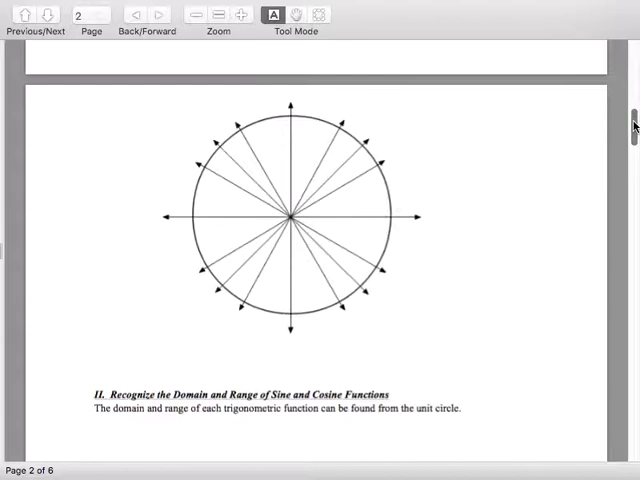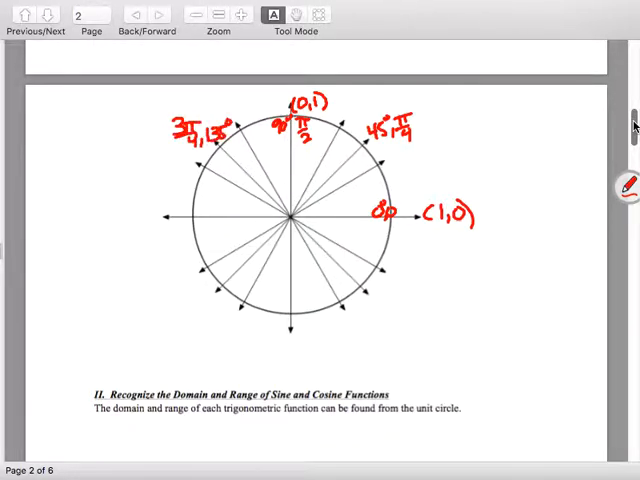All right, so when you're ready, let's go back to the note packet. This is my 0 degrees and 0 radians, and it's the point (1, 0). This was 45 degrees, pi over 4. This one's 90 degrees, pi over 2, and I know that's (0, 1). This is 3 pi over 4, 135 degrees. This is pi, 180, (-1, 0).